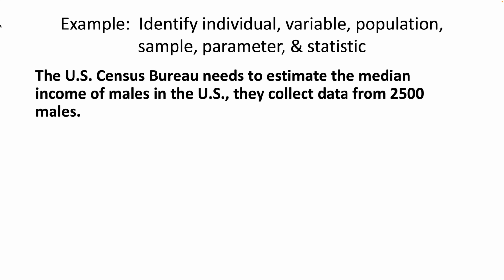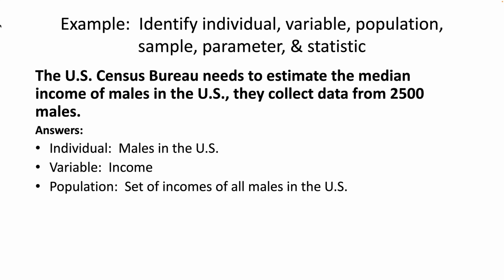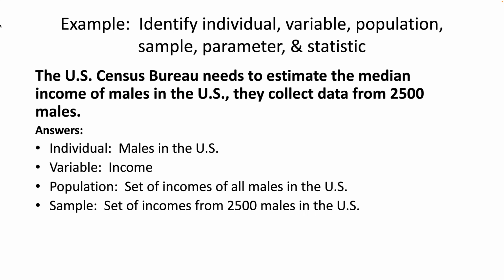The U.S. Census Bureau needs to estimate the median income of males in the U.S. They collect data from 2,500 males. The individuals in this case would be males in the U.S. The variable is their income. The population is a set of incomes of all males in the U.S. A sample would be the set of incomes from the 2,500 males in the U.S.